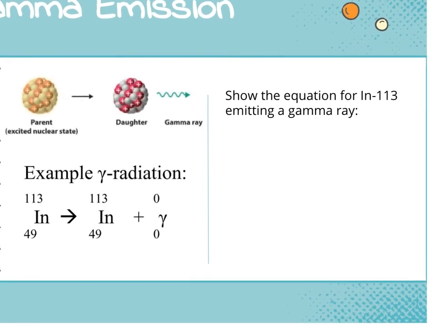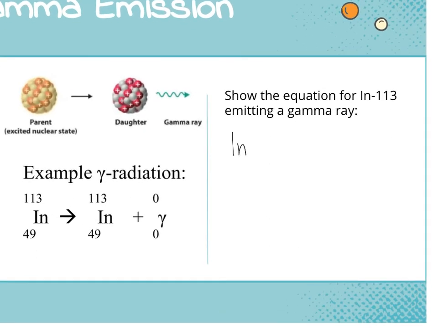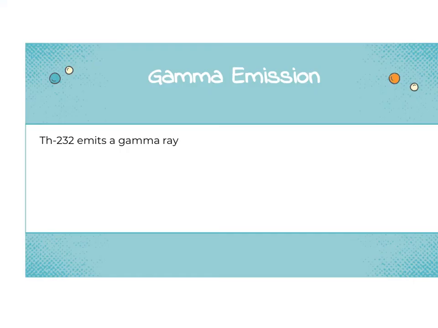So let's do an example here for the equation. We're going to do indium 113, and so indium has an atomic number of 49, and let's see what happens when it loses a gamma ray. So it doesn't lose any mass, it doesn't lose any charge, and so it's not going to lose anything. It's going to stay 113 and 49. It's going to stay indium, just at a lower energy. So try this one on your own. It's one of the easier ones, doing gamma ray emission.